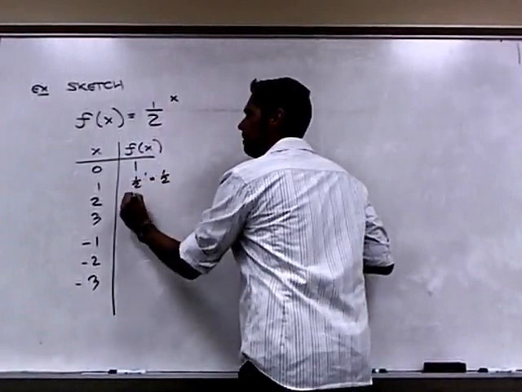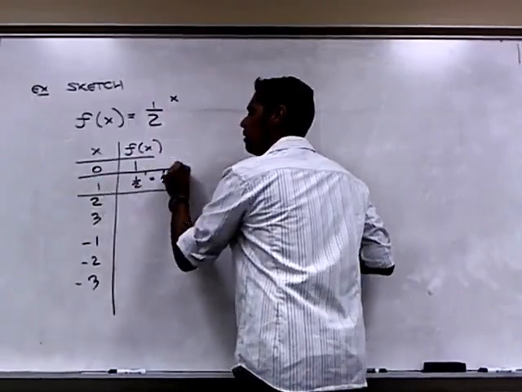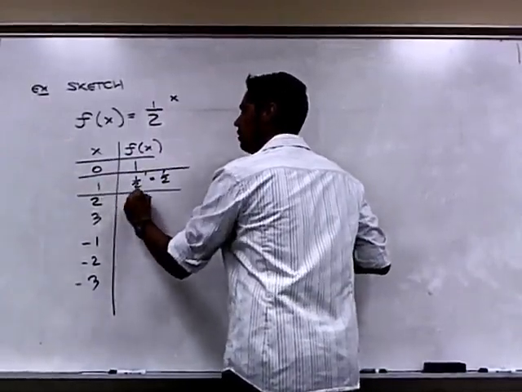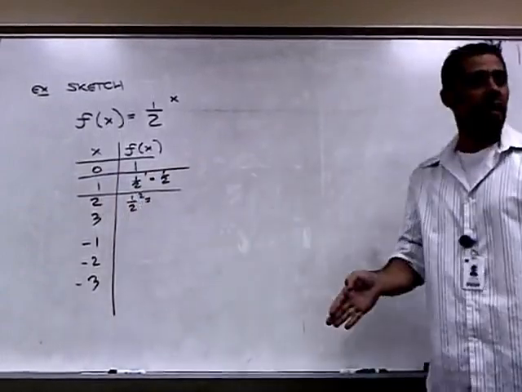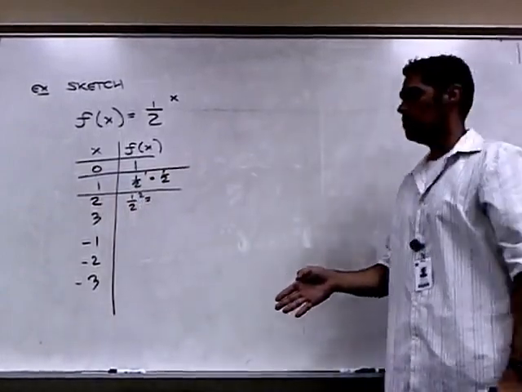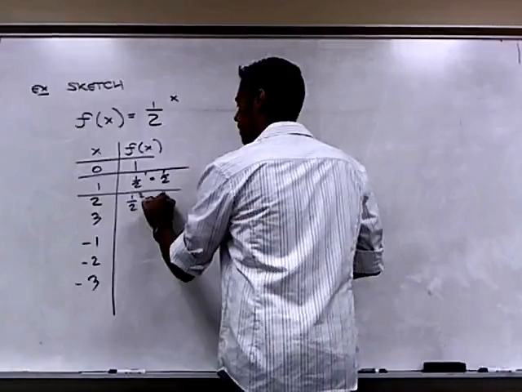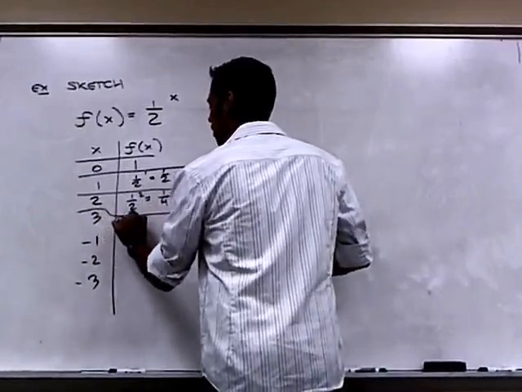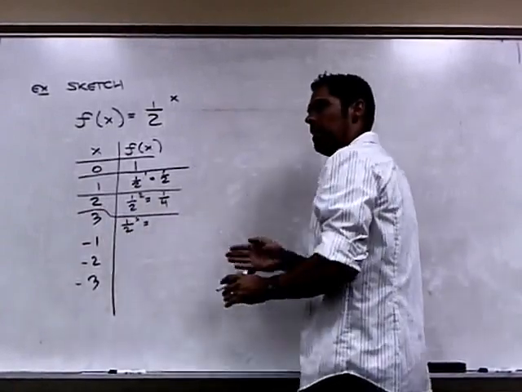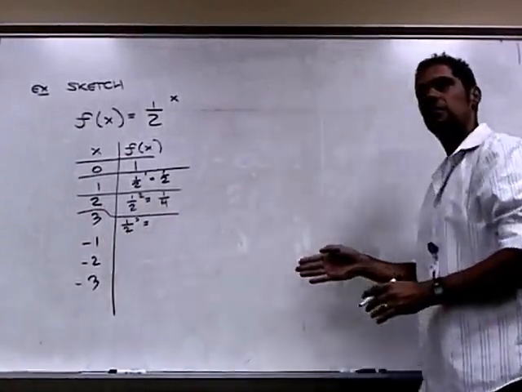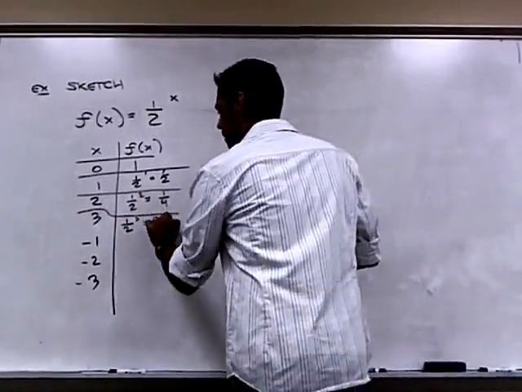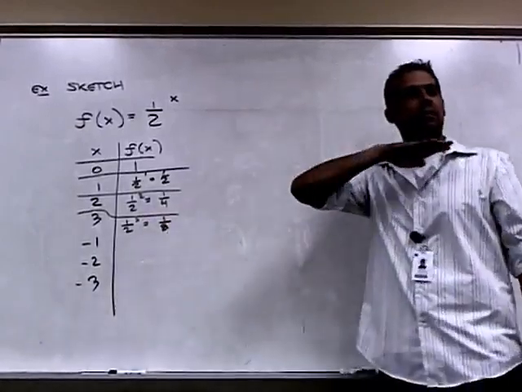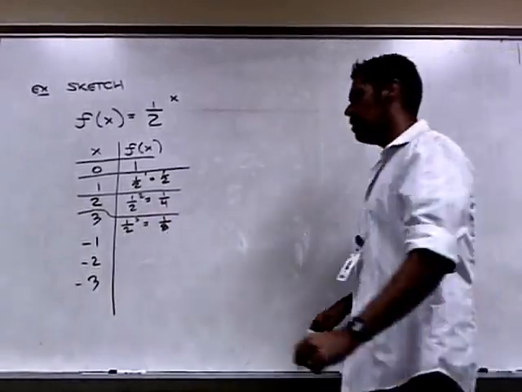What's 1/2 to the first power? 1/2. What's 1/2 to the second power? It's 1/2 times 1/2, which is 1/4. What's 1/2 to the third power? 1/2 times 1/2 times 1/2? 1/8. Just multiplying straight across, 1's across, 2's across. All right.